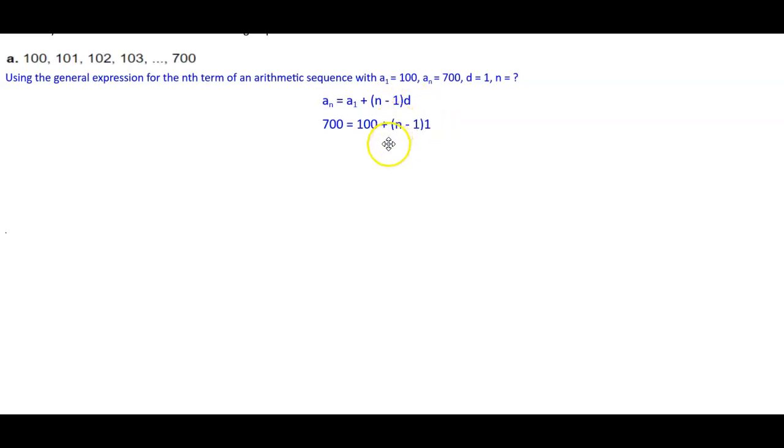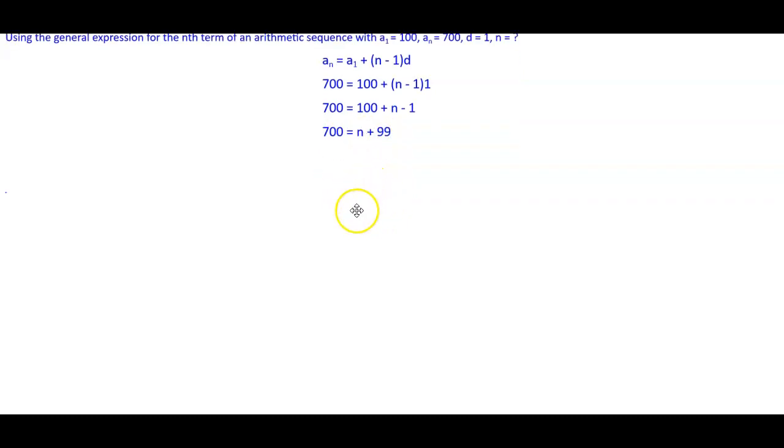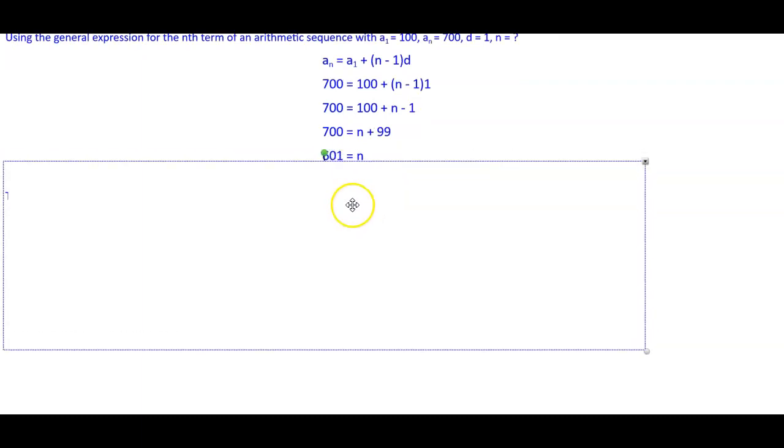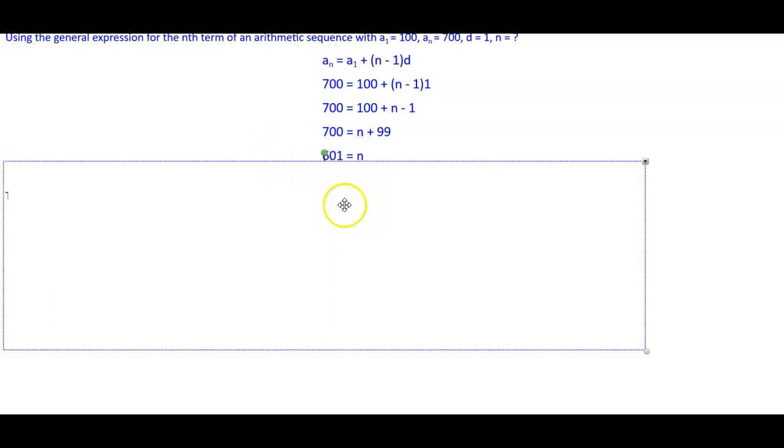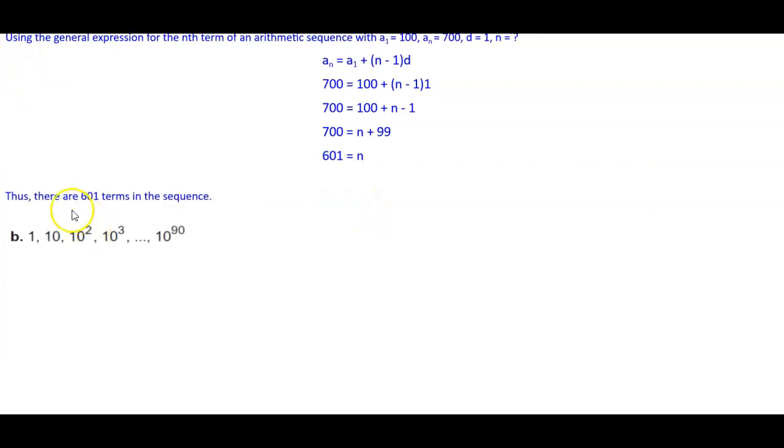Now we're going to distribute the 1 to both terms. So we end up with 700 equals 100 plus n minus 1. Now combining like terms, 100 minus 1 is going to give us 99. So 700 is going to equal n plus 99. And then subtracting 99 from both sides gives us 700 minus 99, which gives us 601. And therefore, there are 601 terms in this sequence.